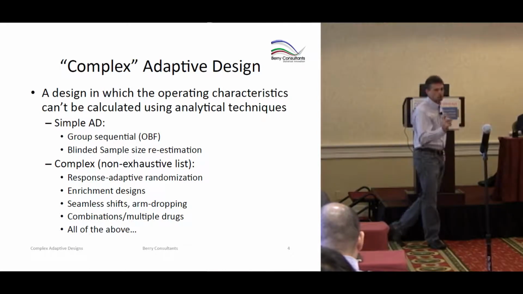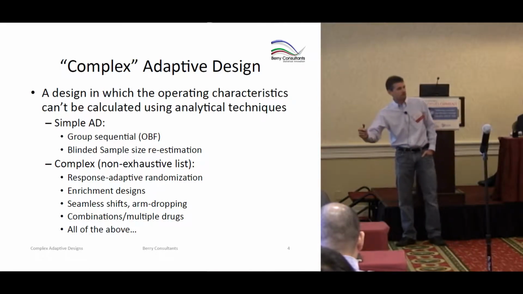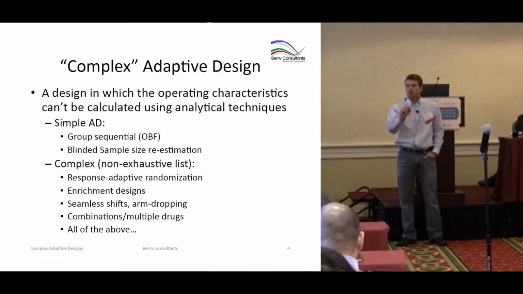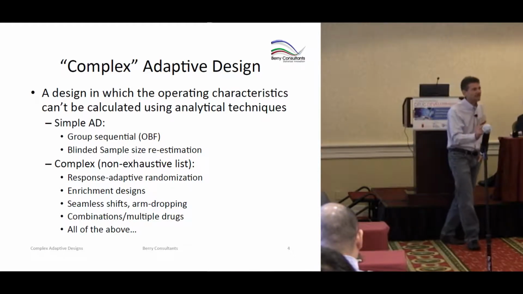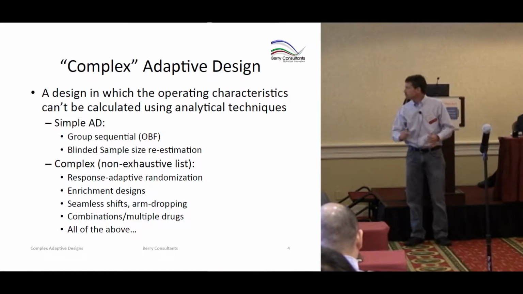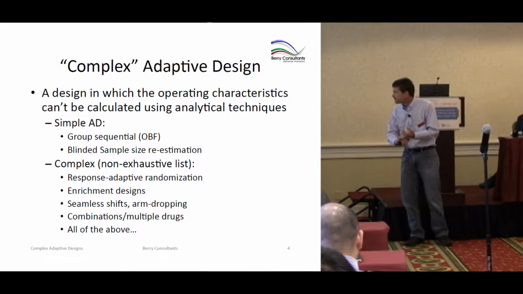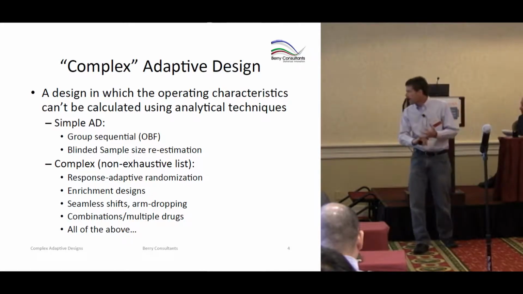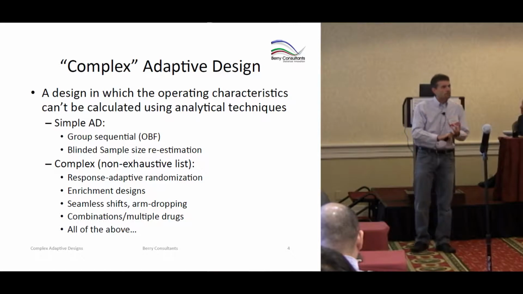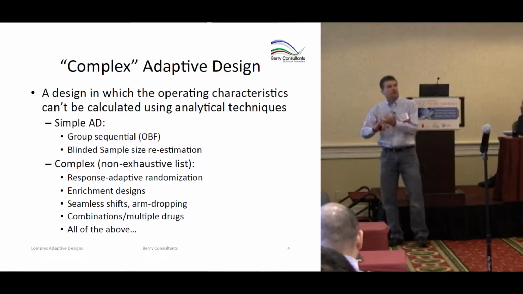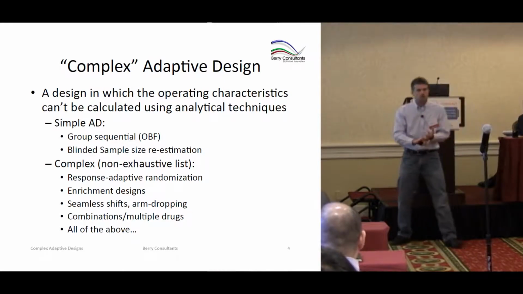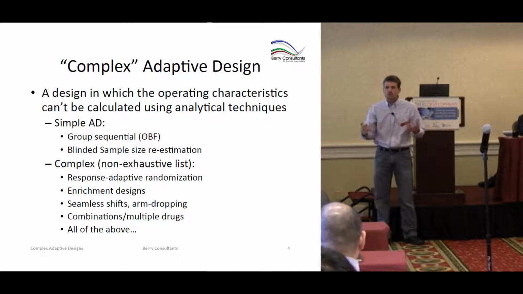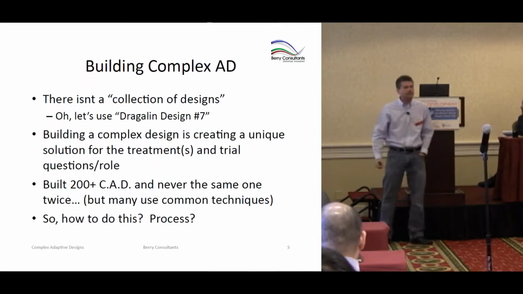And so if you're doing a group sequential method, we understand power and type 1 error. You can write in the protocol we're using an O'Brien-Fleming boundary at 50%, and this is well understood. I don't think it's as well understood as it should be, and simulation is still valuable. But once you get to response adaptive randomization, enrichment designs, seamless shifting, arm dropping, combining arms together, putting multiple drugs in the same trial, and doing all of those in one trial, you now need other mechanisms for understanding, is this a good design? And so this is my field of complex adaptive trials.